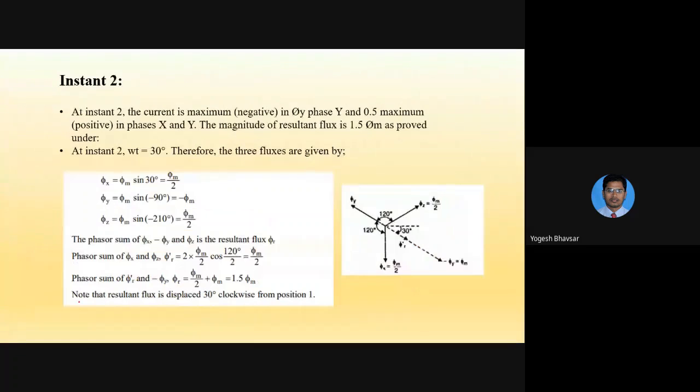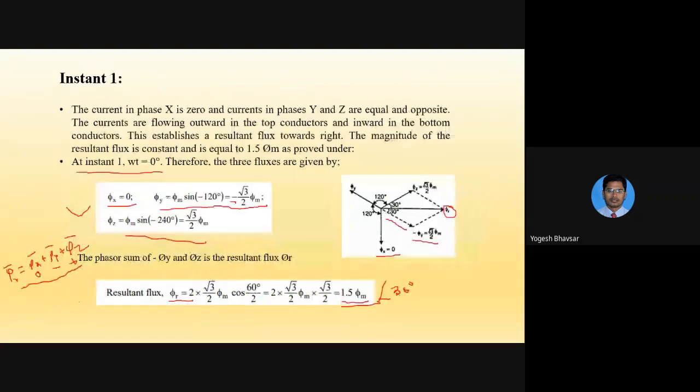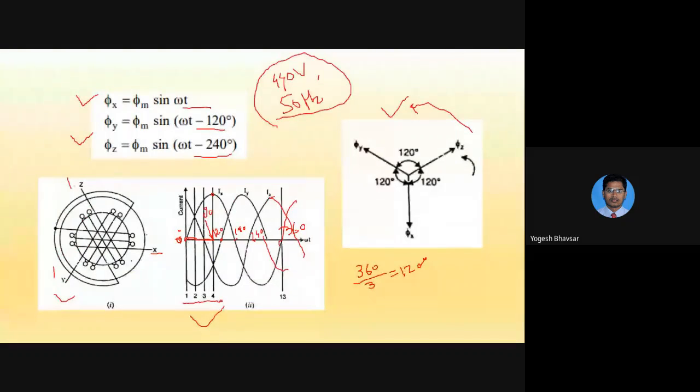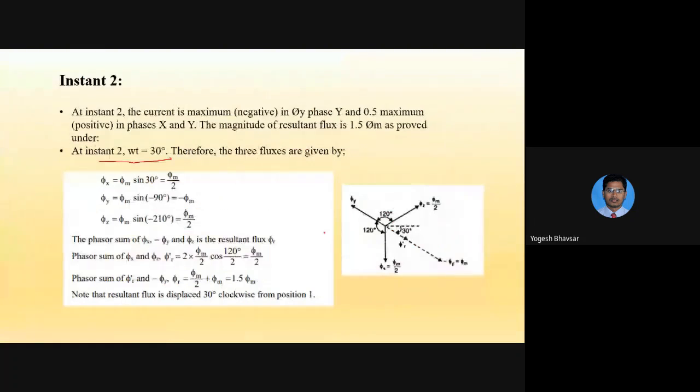Okay. Next, at instant 2. At instant 2, we have to put omega t is equal to 30 degree. इकडे बघा. Second instant ला काय आपण 30 degree ने shift केलेलं आहे. Right? So for this instant, we need to again calculate the resultant flux. To put up omega t is equal to 30 in all these three equations. So phi x becomes half phi m, phi y becomes minus 1 phi m, and phi z becomes half phi. It will be same. Phi x and phi z both are same. And phi y will be minus.